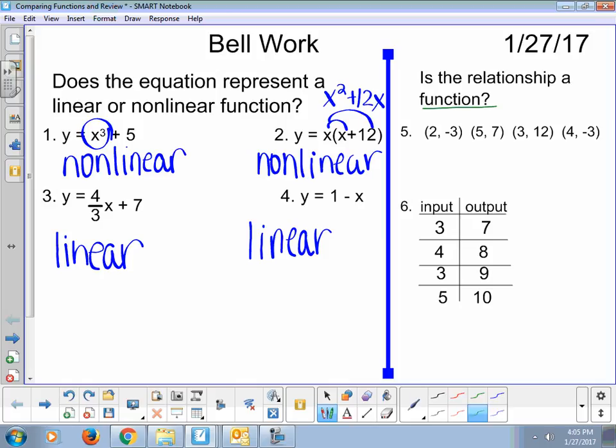To determine if a relationship is a function, you want to look at your inputs. Each input can have one and only one output, so none of your x values can repeat. For 5, if you look at your x values, all of your x values are different, so we know that we have a function. For number 6, if you look at your inputs, we have 2 inputs of 3. One has an output of 7 and one has an output of 9. 3 cannot have 2 outputs, so it's not a function.